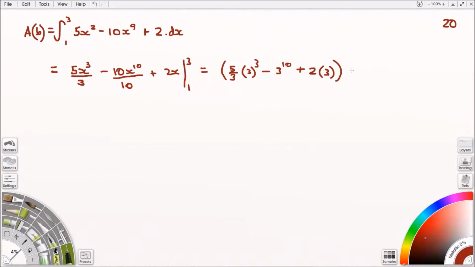And then what we do is we subtract the lower limit. So we sub the lower limit in. So here now we go 5/3. Ooh. There we are, 5/3. Oh, could not have picked better numbers. 2, and that's multiplied by 1. I feel like I did that wrong. I did.